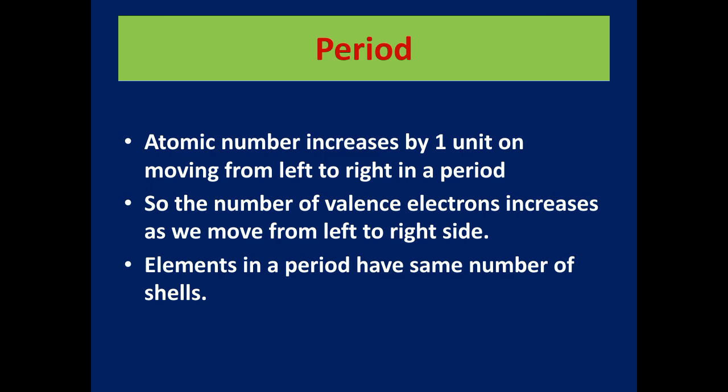The atomic number increases by 1 unit on moving from left to right in a period. So the number of valence electrons increases as we move from left to right of the period. The elements in a period have the same number of shells.